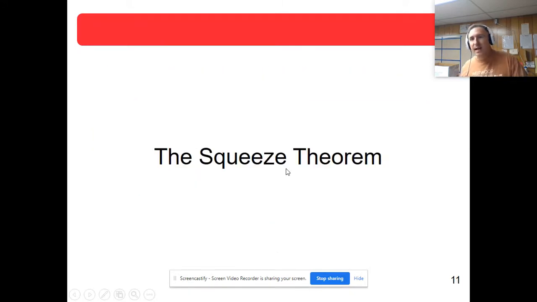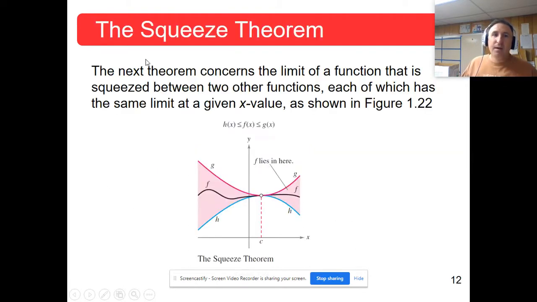Okay. Last thing that we're going to talk about is the squeeze theorem. Now, this is more advanced than we need it to be, but I don't want to get through this chapter without at least talking to you about what the squeeze theorem is. As an introductory calculus student, you'll be told more information about this, so you're not having to make all the decisions that would go around the squeeze theorem. But here's the concept, okay? Squeeze theorem concerns the limit of a function that is squeezed between two other functions, okay? Each of which has the same limit at a given x value.